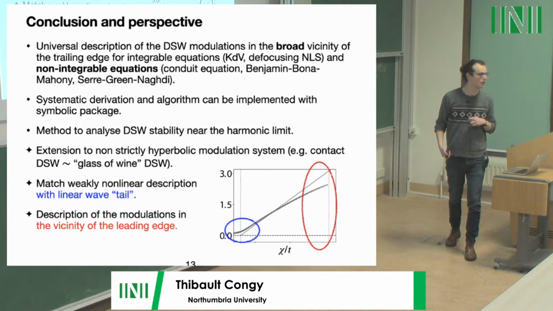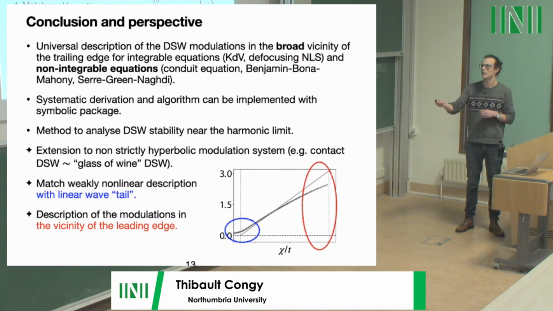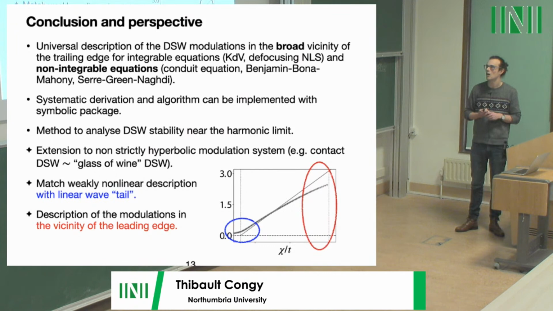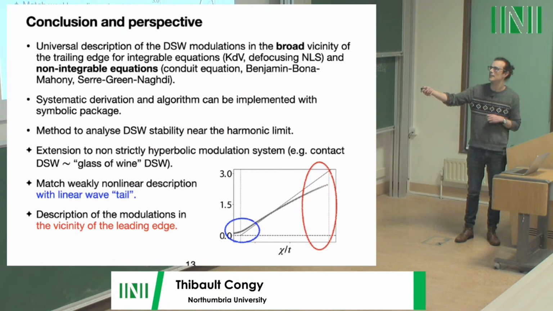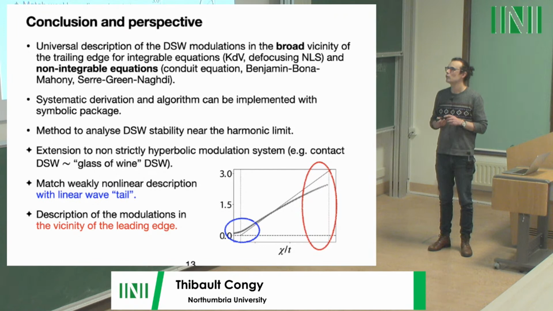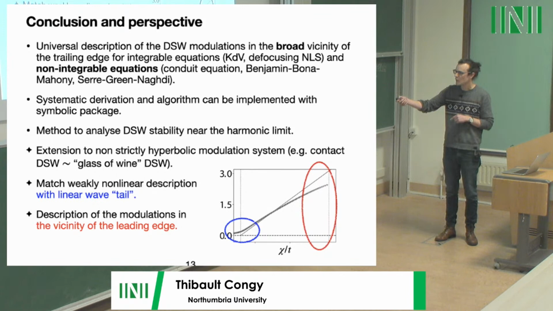And actually, this linear tail is a different work where you can use linear wave theory to describe it, using really the usual stationary phase method, for instance. It would be nice to find some kind of uniform approximation, as Michael Berry talked about yesterday, between the linear tail and the weakly nonlinear regime of the dispersive shock wave. And of course, what we're really missing here is this part of the dispersive shock wave, to have the same kind of universal description, but now in the small k regime.